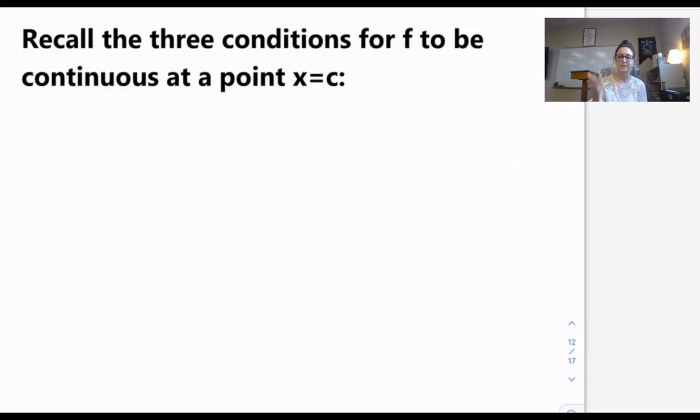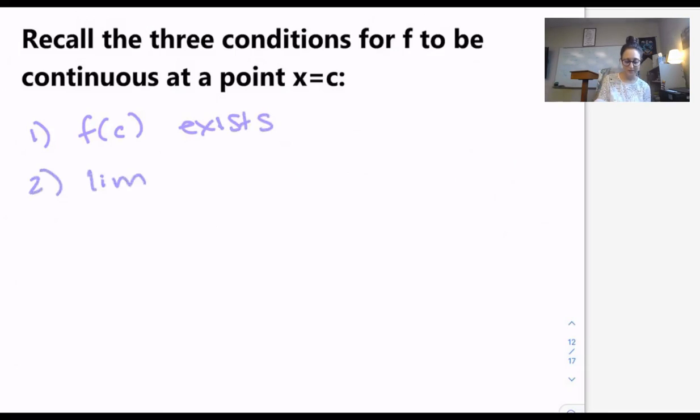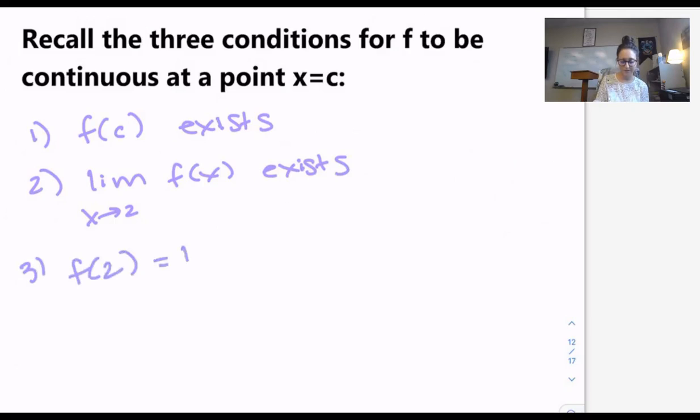Now, if a function's not continuous, there's no way for it to be differentiable, all right? So as a reminder, let's talk about the three conditions to be continuous at a point, x equals c. Remember, we need f of c to exist. We need the limit as x approaches c of f of x to exist. And then we need the two to be the same, right?